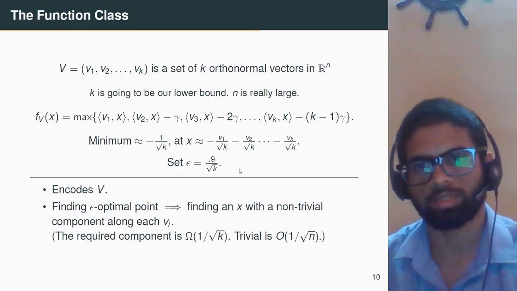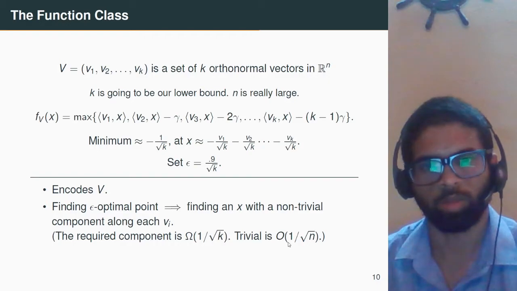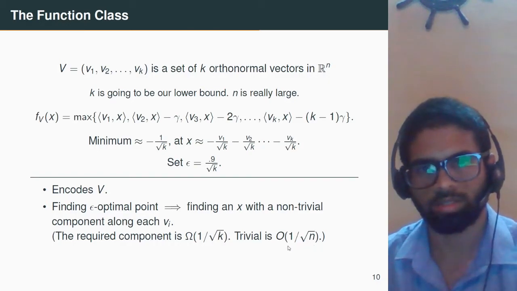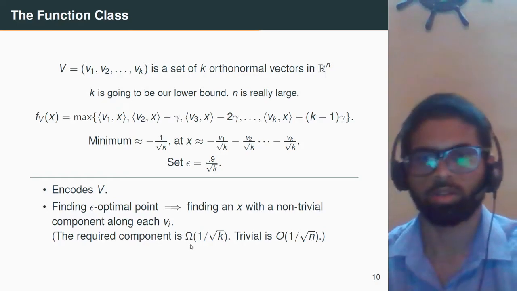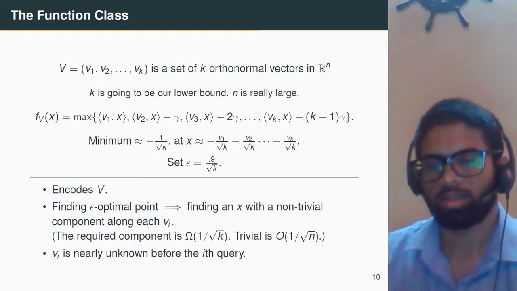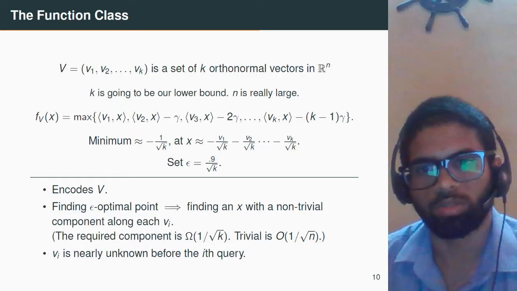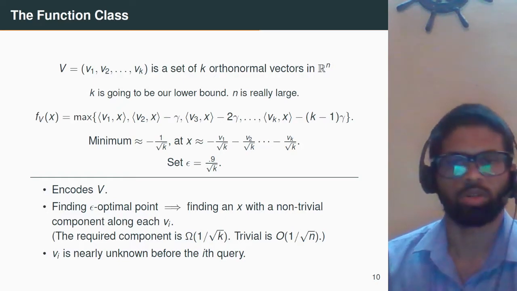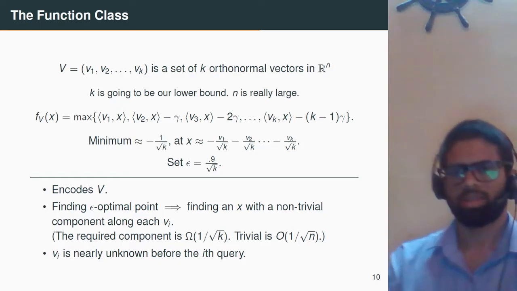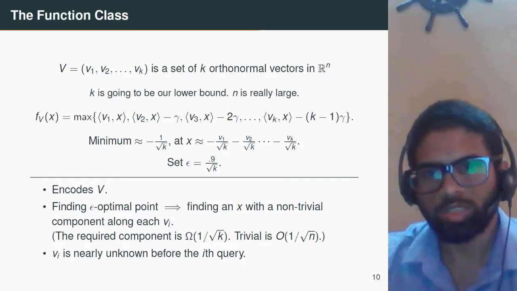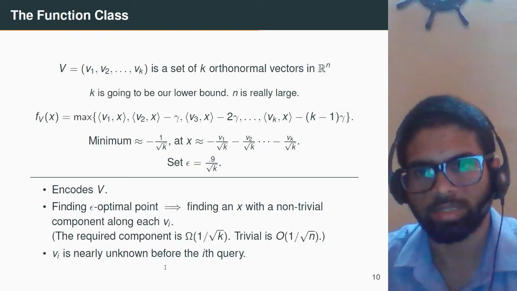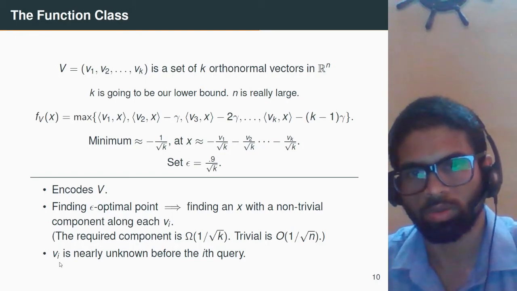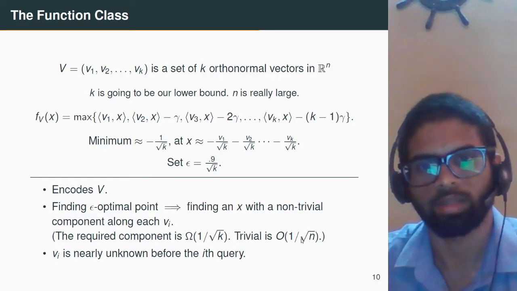And if you just take a random x, vi inner product x is going to be around order 1 by square root n. And since n is really large, this is a trivial correlation, and we need a much larger correlation with vi in order to be epsilon optimal. And the query access to our vi's is that vi is nearly unknown before the ith query. If you've made i-1 queries, you practically don't know vi. So these two points in conjunction with each other would mean that you need k queries, because if you've only made k-1 queries, vk is unknown. And if vk is unknown, then you only have 1 by square root n correlation with vk, whereas you need it to be much larger.